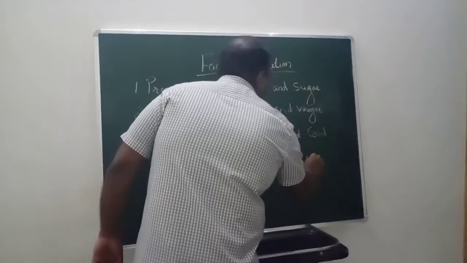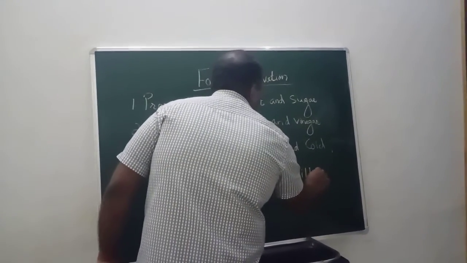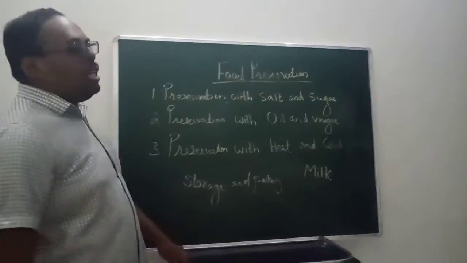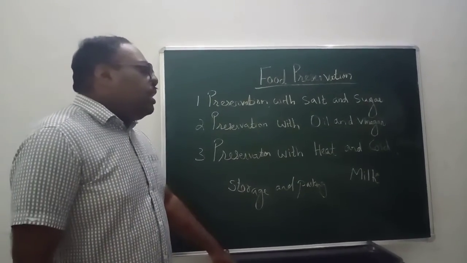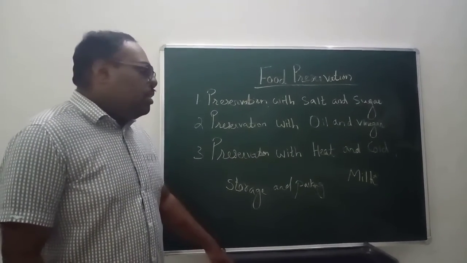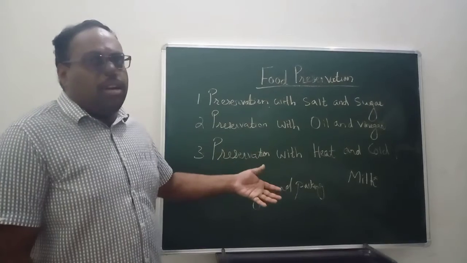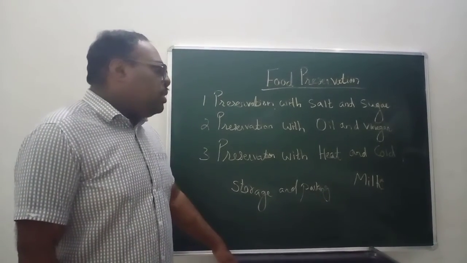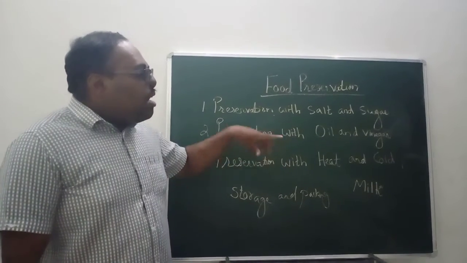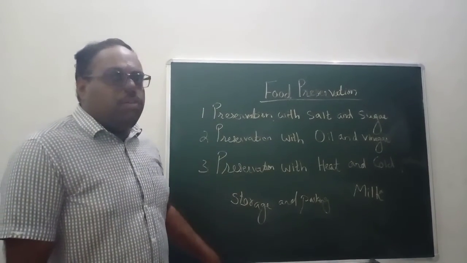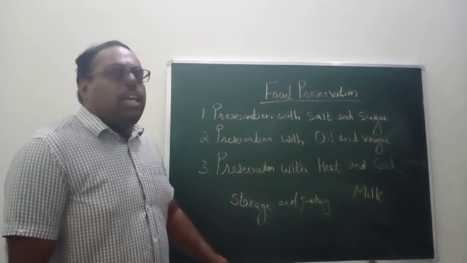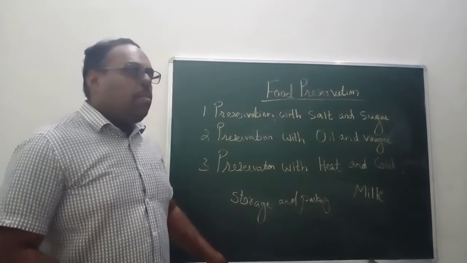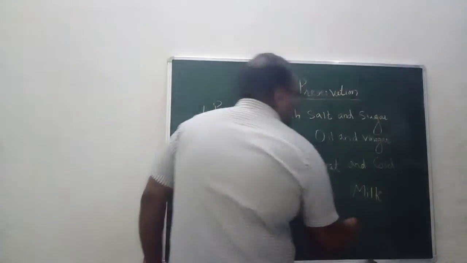Milk is a very highly perishable food. But when you look in the market, we can see packet milks everywhere: Amul, Mother Dairy, different company brands are coming. How are they preserving this food? Since milk is a highly perishable food, it is protected by a process known as pasteurization.